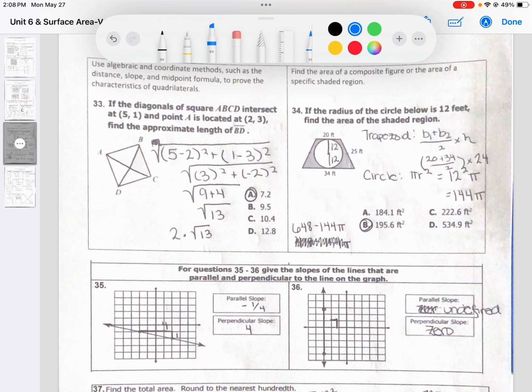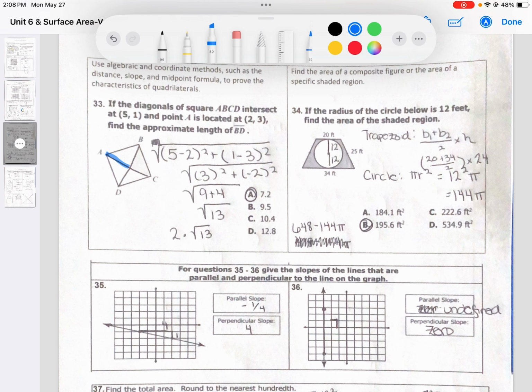If the diagonals of square ABCD intersect at 5, 1 and point A is located at 2, 3, find the approximate length of BD. So your diagonals in the square are congruent. Remember, diagonals in your squares are congruent. If the diagonals intersect at 5, 1, that's your midpoint. So I figured out the distance between the center and point A.